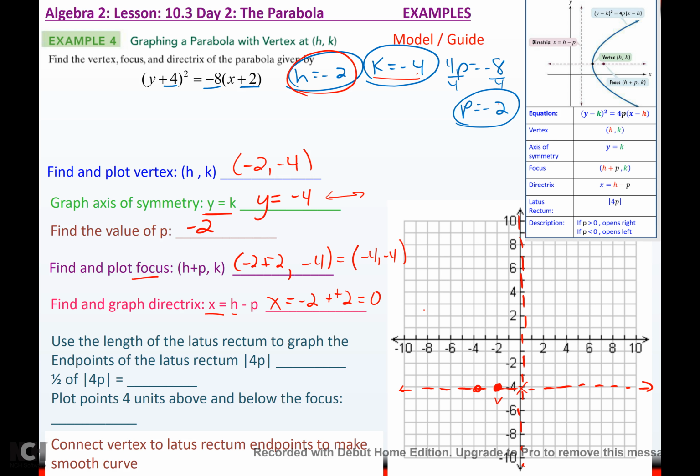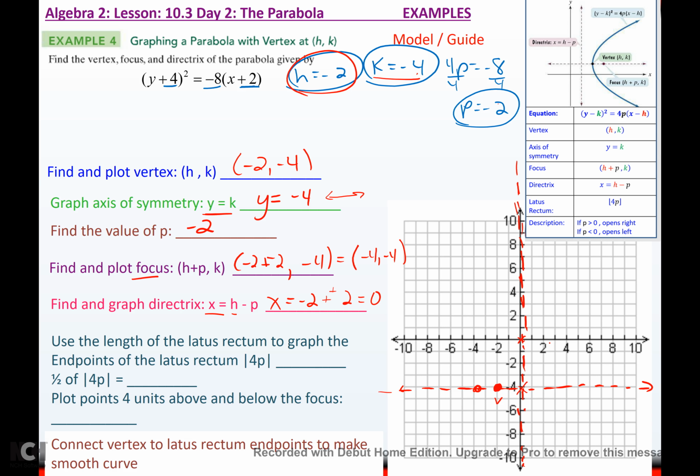To graph x equals 0, you go to x equals, whoa, what did I just do? -2 minus a -2 turns positive, and I get, oh yeah, x equals 0. Sorry, I'm just looking at this line going, what did I do? Yes, x equals 0, which is a vertical line through 0 on the x.